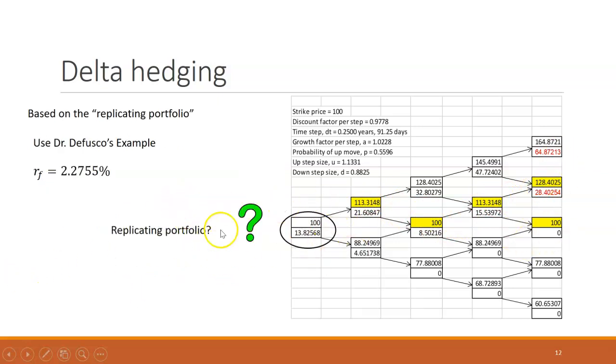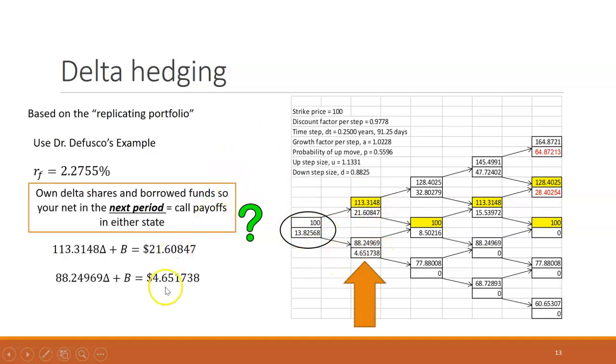Okay, so we start at the beginning. We set up this replicating portfolio, and we're starting right here. And then we say, well, if we're going to set up the replicating portfolio, we know that we need to have, if it goes up, we need this payoff. If it goes down, we need that payoff. So we're setting up this equation here, right?